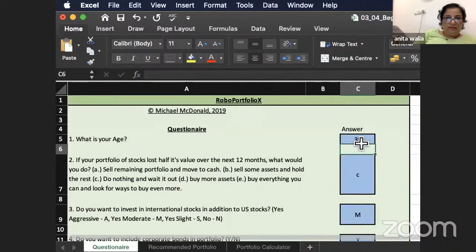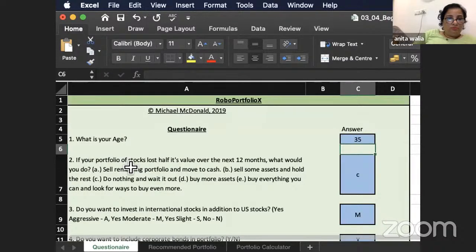I've already fed that. It is 35, let's say. And the second question says we want to know something about the risk tolerance here, as I told. If the portfolio stock that the investor has invested in previously has lost half its value, what will the individual do? For example, if the portfolio stock loses value over the next 12 months.